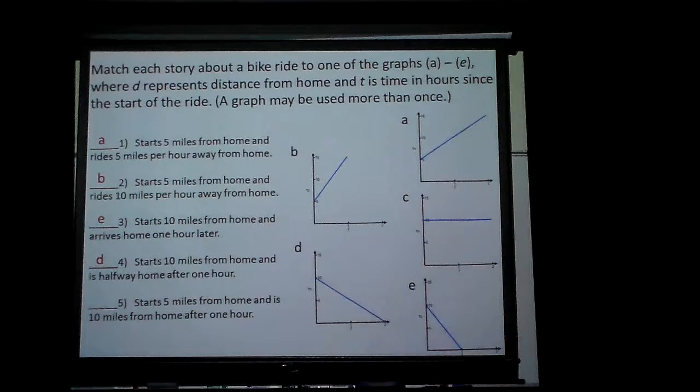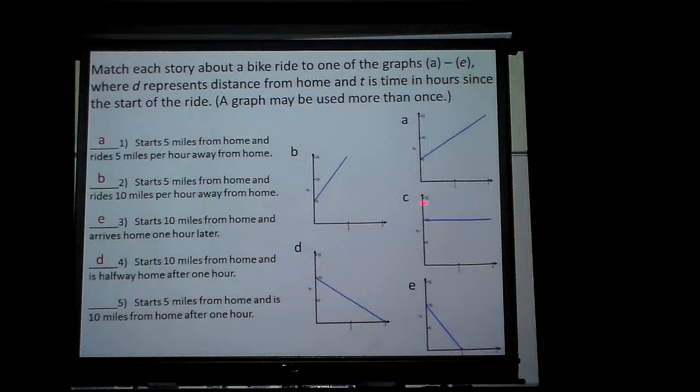Does that automatically mean the next one's C? Not necessarily, because look up here. It says a graph may be used what? More than once. Ooh. Starts 5 miles from home and is 10 miles from home after 1 hour. Ooh. Well, let's go back right up here. Here's 5. Okay, but what he's doing is 10 miles from home after an hour. Well, after an hour, he's 15 miles from home.